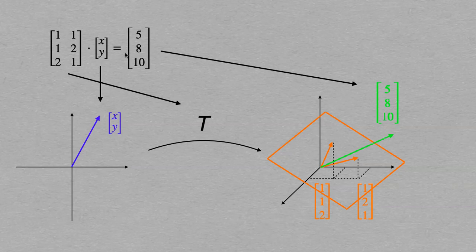Well, here it is, and no wonder we can't find a solution, because this green vector (5, 8, 10) isn't in the plane. So we can try anything we want with x and y. We're never going to reach the green vector because it sticks out of the plane.